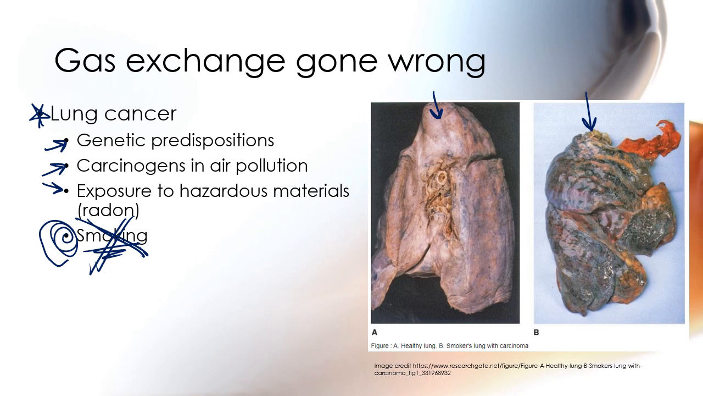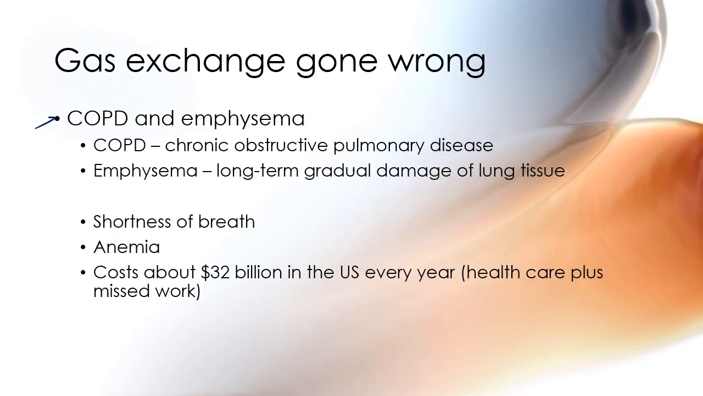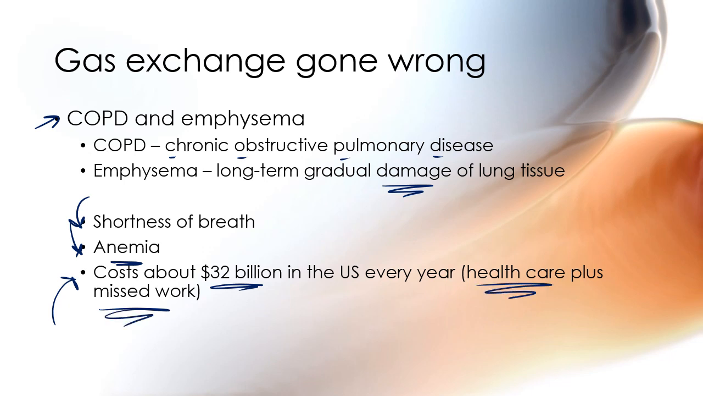Just don't. Other disorders of the pulmonary system: COPD, which stands for chronic obstructive pulmonary disease, and emphysema, which is long-term slow damage to the lung tissues. These can result in shortness of breath and anemia. Anemia because we are not moving oxygen into our blood very efficiently, which means that our ATP are not getting made very efficiently since there's not enough O2 in our mitochondria. The cost of COPD and emphysema here in just the United States is about $32 billion every single year. This is cost of missing work and then also healthcare costs.